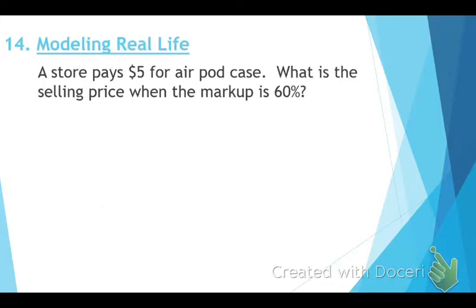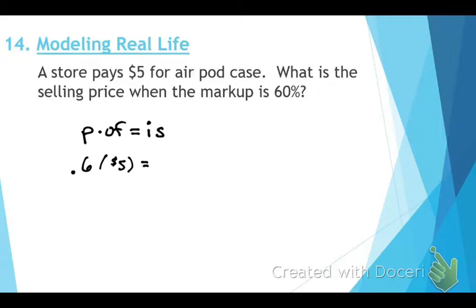All right, let's do another modeling real life money type problem. A store pays $5 for an AirPod case, but we want to find the selling price because they didn't sell it to us for what they got it for. They marked it up by 60%. Start with the formula, P times of equals is. Nasir, how do I do this? Okay, 0.60 or 0.6. And then you multiply it by $5. This is going to give us the markup.